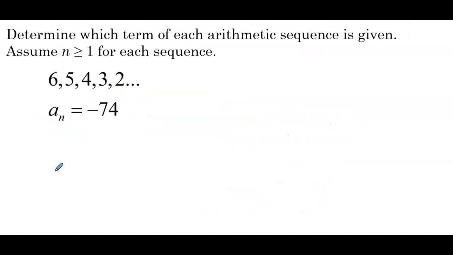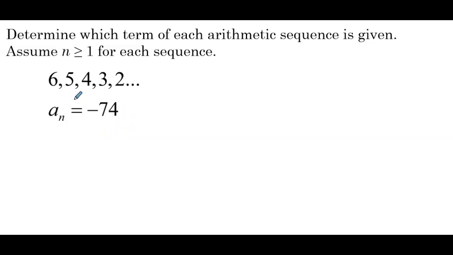Determine which term of each arithmetic sequence is given. Assume n is greater than or equal to 1 for each sequence. Okay, so they give us the sequence 6, 5, 4, 3, 2, continuing on. And they want to know what term is negative 74. Is it the 70th term? Is it the 110th term? That's what we're trying to figure out.